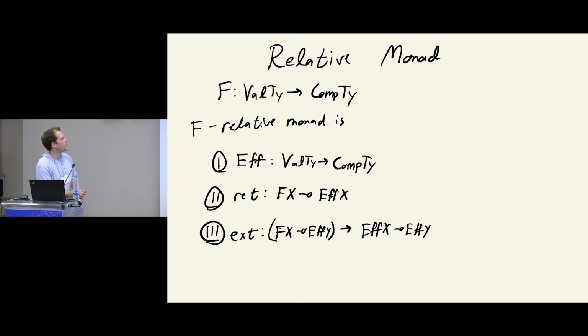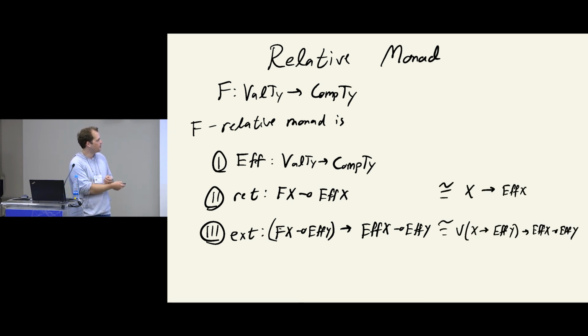So we have some type constructor, which I'll call EFF, that takes value types to computation types, and then we have a return and an extend, which involve this linear arrow here. This is what the category theory tells you if you just do it and pop it out. But we can rewrite these to something slightly more familiar.